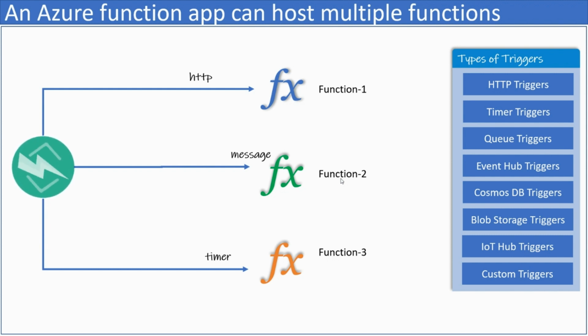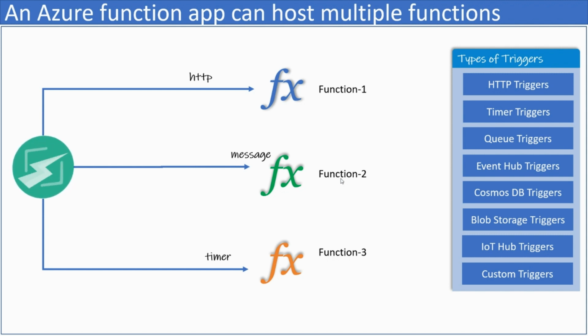Fourth one, Event Hub trigger. These Azure Functions can be triggered by an Azure Event Hub, which is a streaming data platform that can be used to ingest and process large amounts of data in real time. Fifth one, Cosmos DB trigger. Functions can be triggered by changes to data in an Azure Cosmos DB database, such as when a new document is added or uploaded.